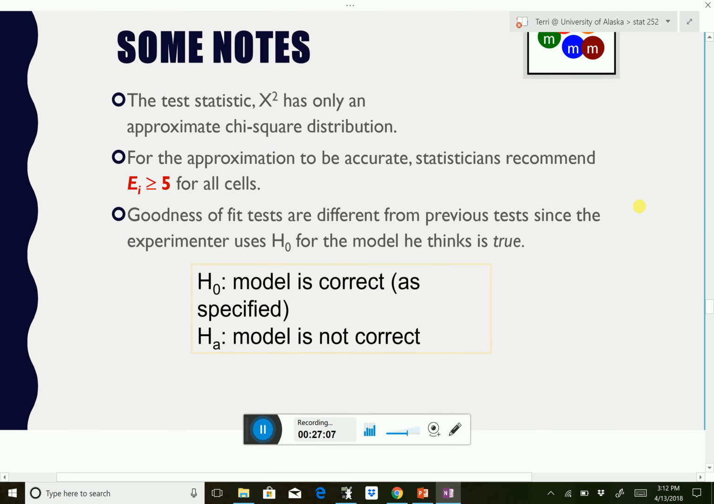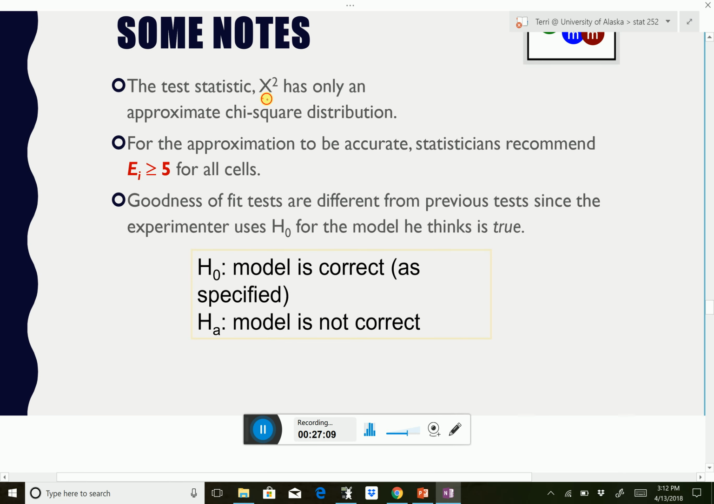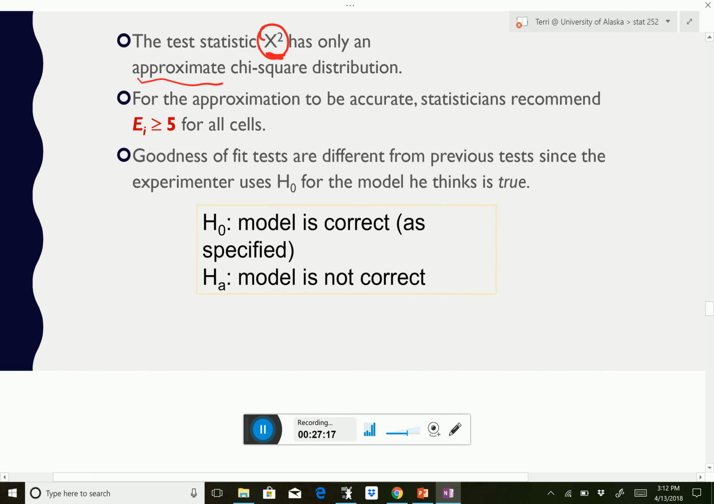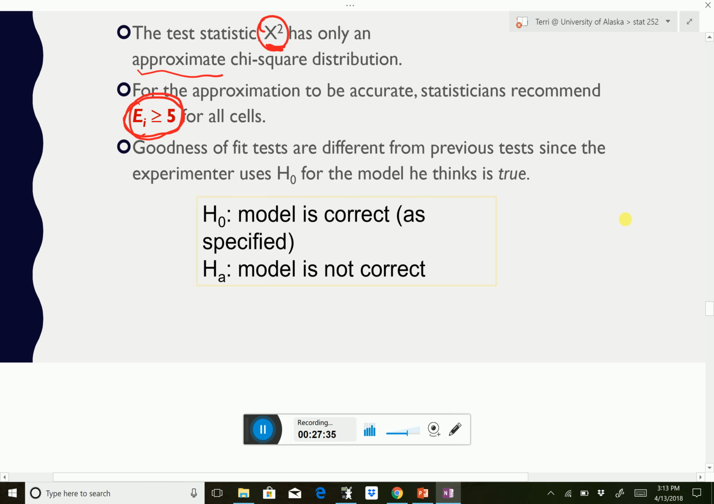So a couple of things. Notice that chi-square only has an approximate chi-square distribution, this test statistic. For this approximation to be accurate, each one of the expected cells has to be greater than or equal to 5. If one of them is less than 5, you really do need to do some corrective stuff with it. You need a bigger sample size. You need something. Something needs to change.